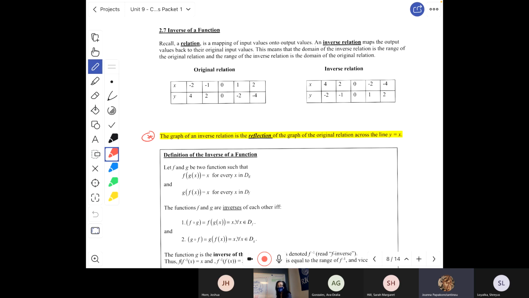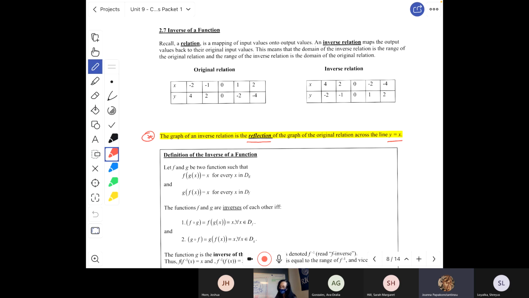The graphical representation for taking the inverse of a function is, in fact, you are reflecting the original given function across y equals x to get the image. That's what it means to geometrically take the inverse of a function.